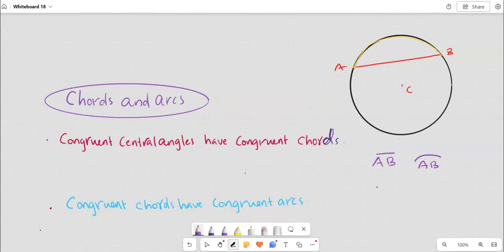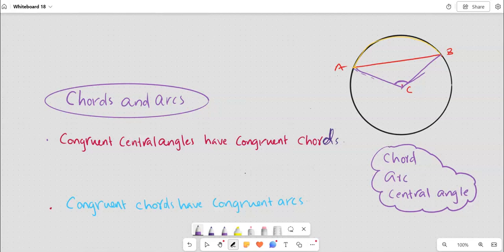And one more thing. If there is an angle subtended at the center of the circle, we can name it the central angle. So angle ACB is the central angle. These are the three things you need to remember before you move to the next section of this video: first is chord, second is arc, and third is central angle. Chord, arc, and central angle.